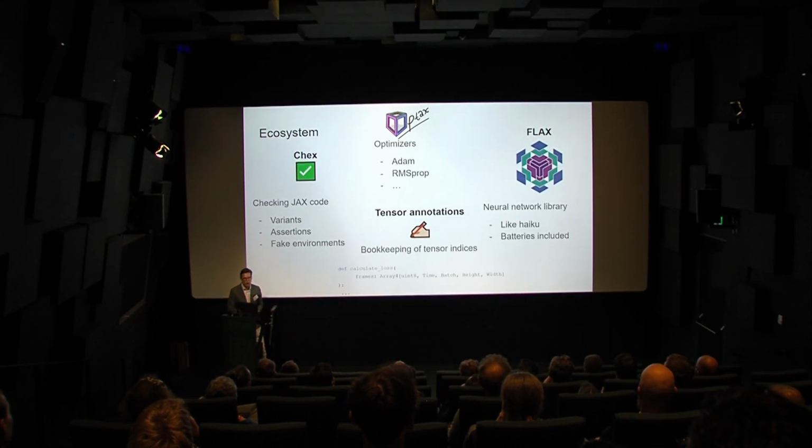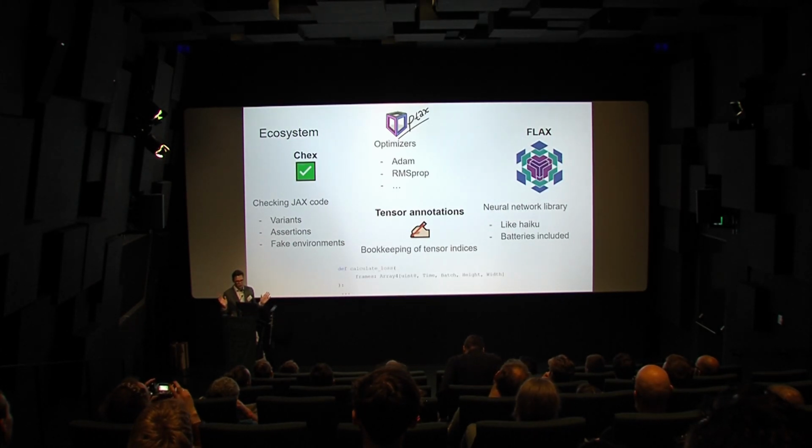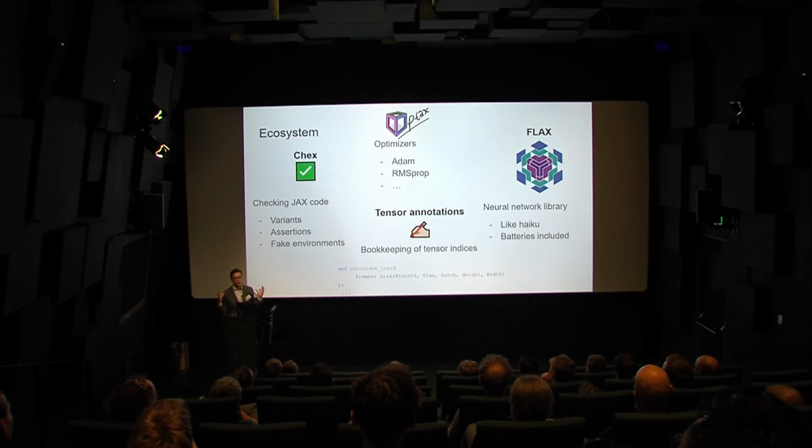And finally, there's another library called Flax. It is also a neural network library like Haiku. It has what they call batteries included, so it also has some optimizers. And conceptually it's similar to Haiku in the sense that it tries to give you modular components to be able to reuse stuff in JAX.